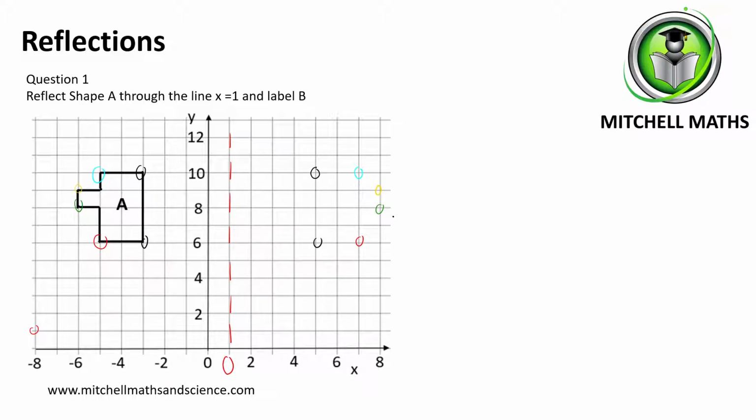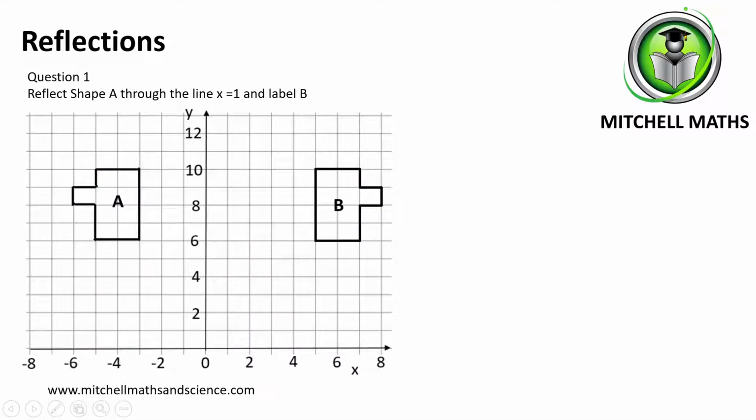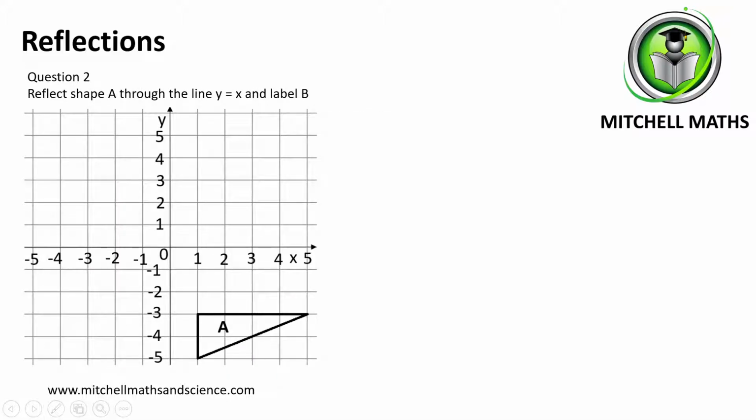And then you just join the points up as shown in shape A, and do remember to label it as shape B as the question asked you to do that. And that's it. Right, let's have a look at a bit more tricky ones.